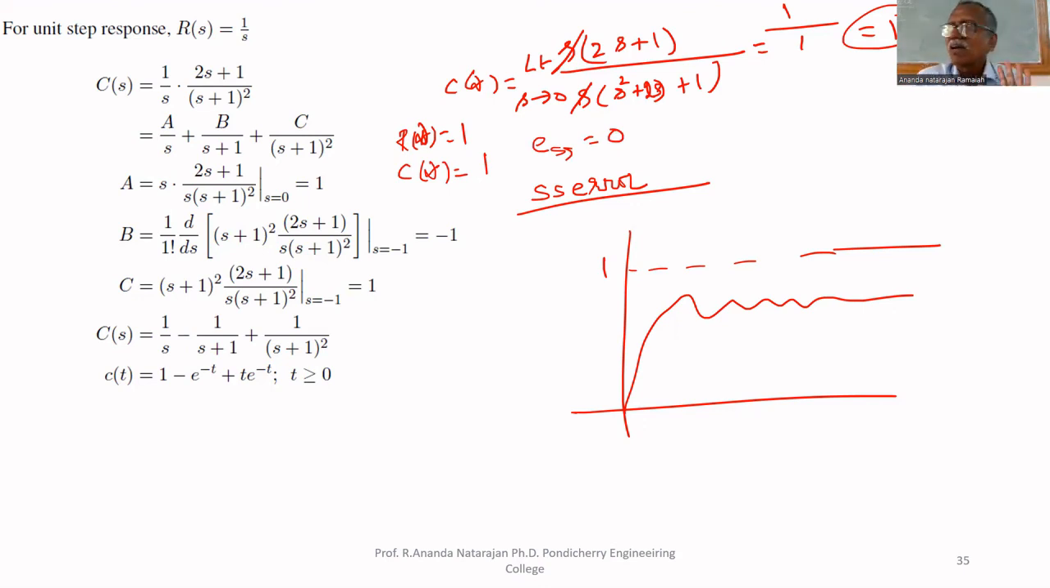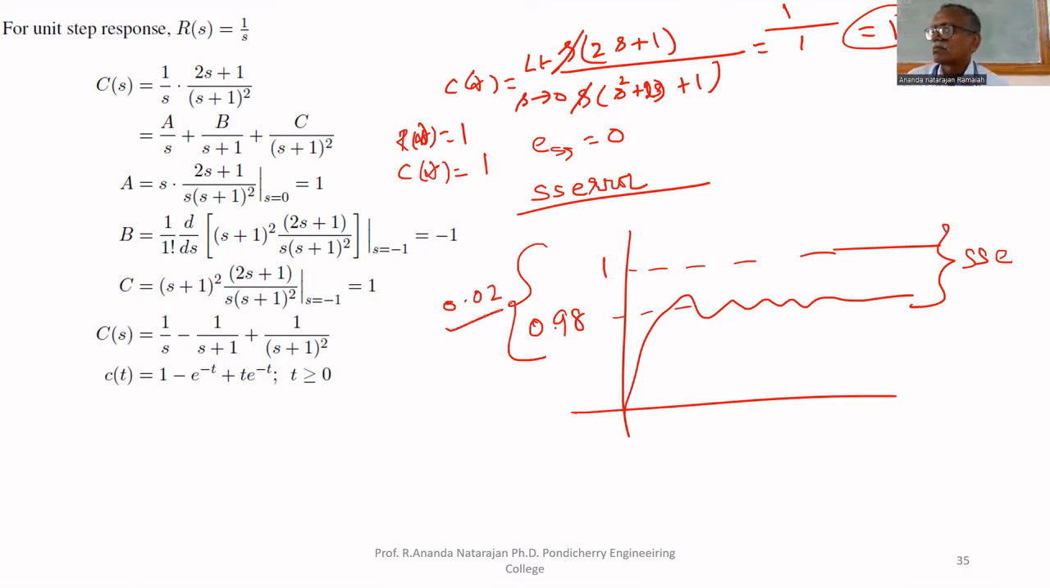Reference also 1, final value also 1. Therefore, error is 0. But in this case, it has some steady state error, because the reference is 1, but it reaches only 0.98. Therefore, the error is 0.02. This error is called steady state error. Steady state means after a long time. We are giving input now. After a long time, if there is an error, that is called steady state error. So to find that, we need the final value.